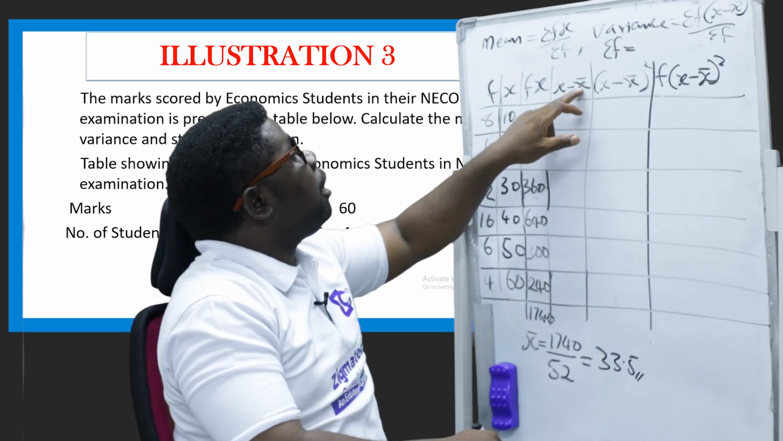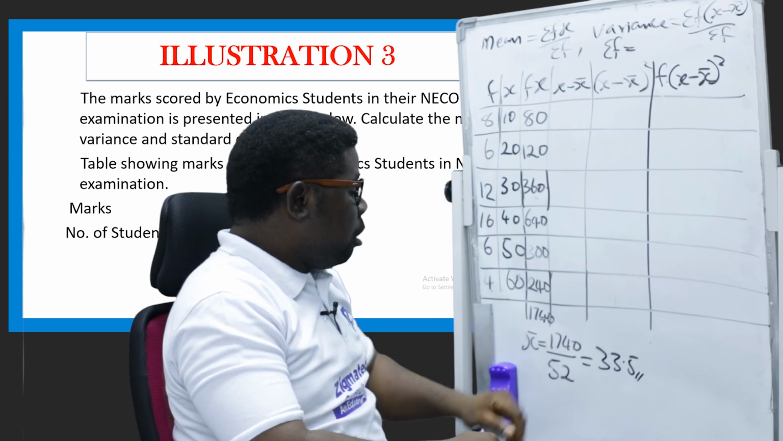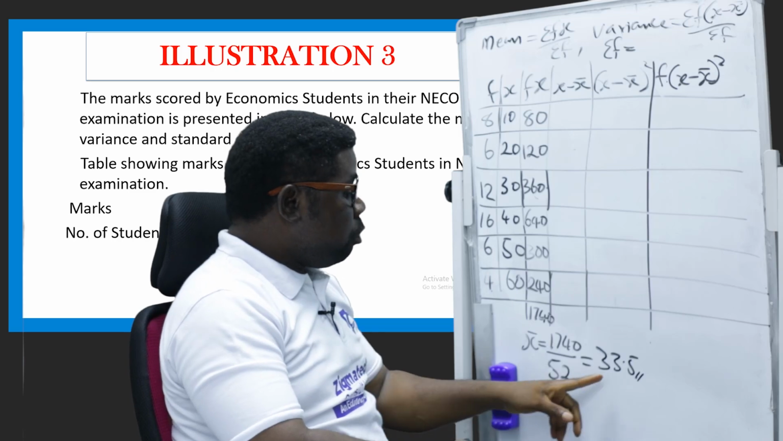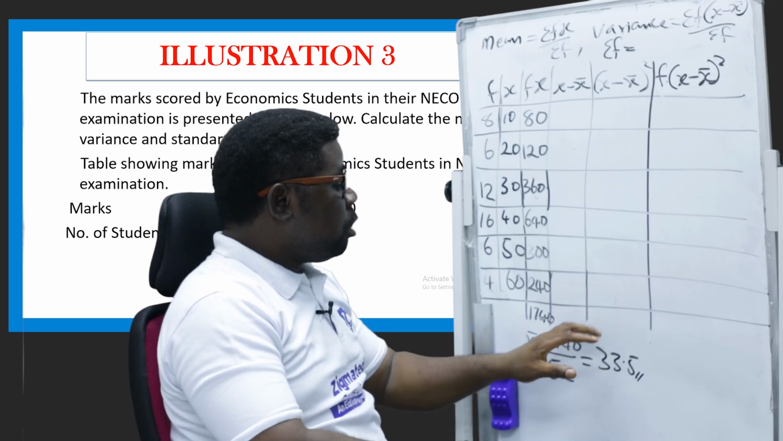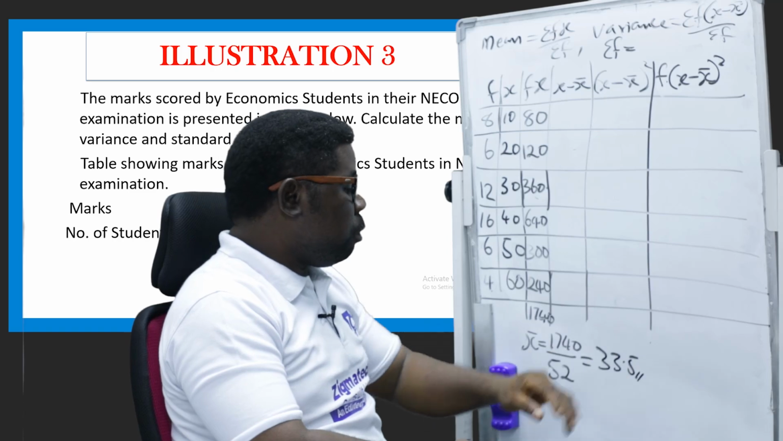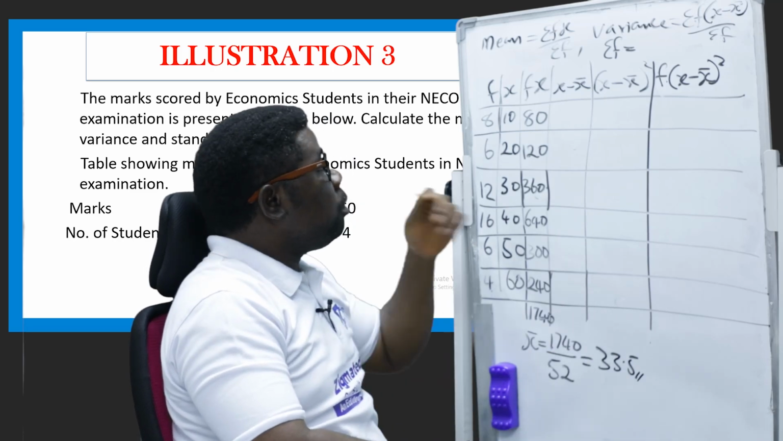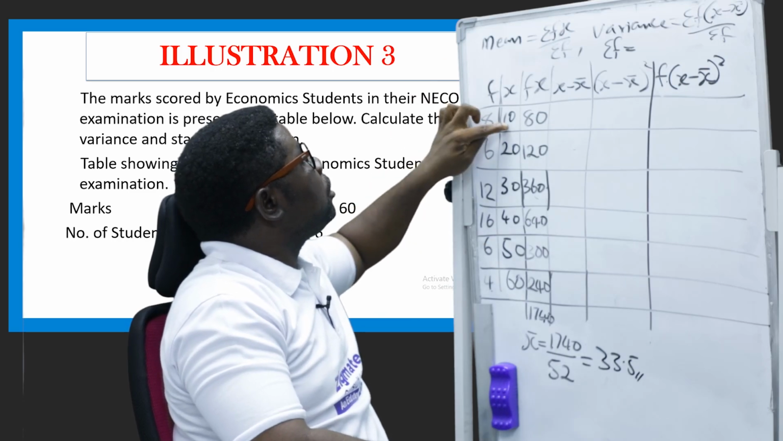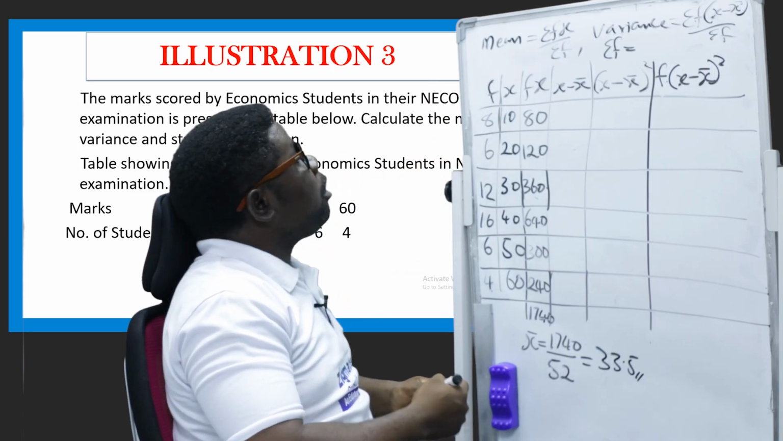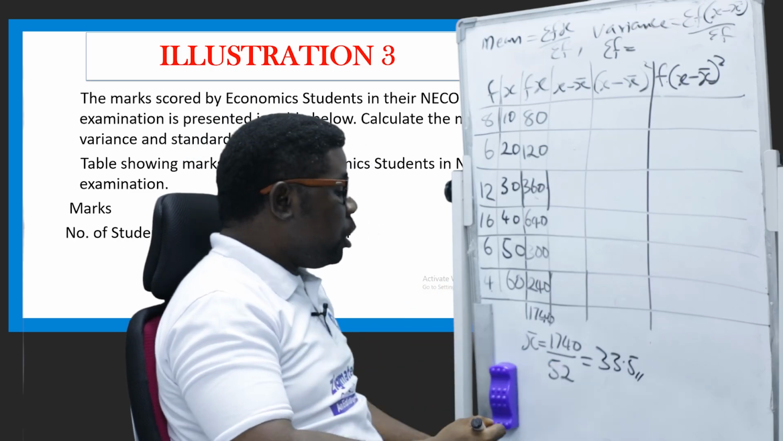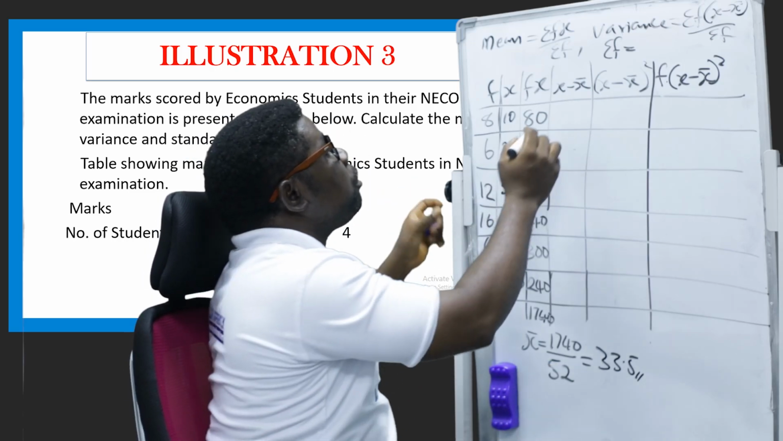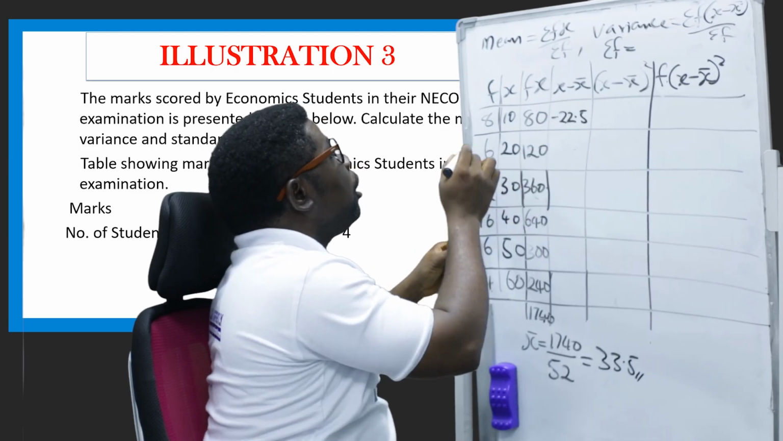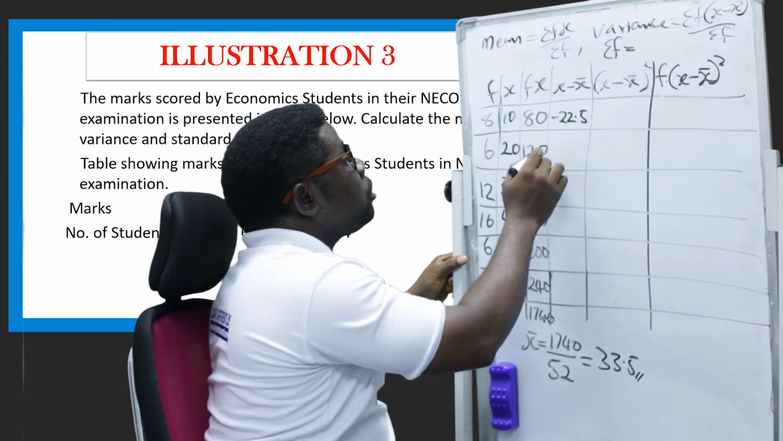So this x bar here is gotten. That's our x bar. 33.5. You're allowed to reduce to one decimal place so that you have lesser numbers going forward. So we have this. Now, x minus x bar. What's our x here? The first one is 10. So 10 minus 33.5 gives us minus 22.5. 20 minus 33.5 will give us what?